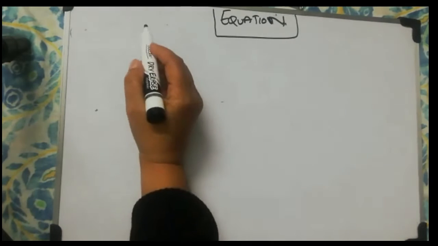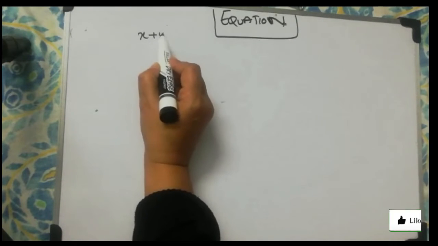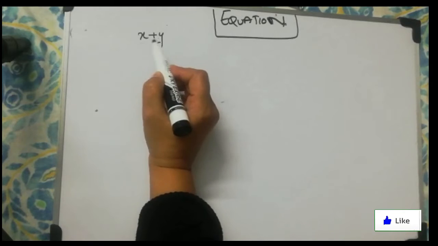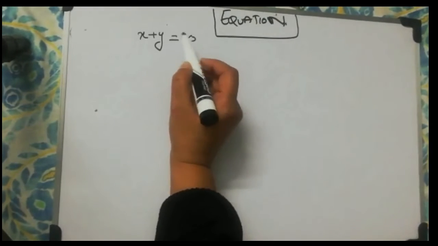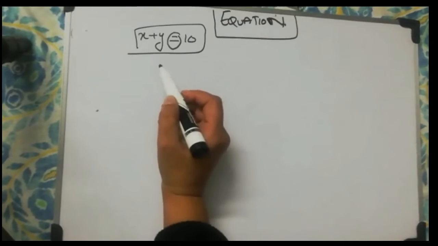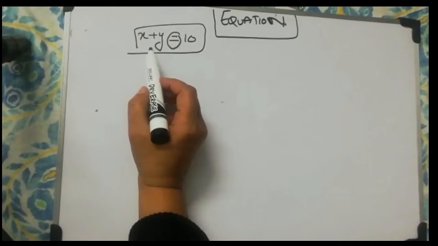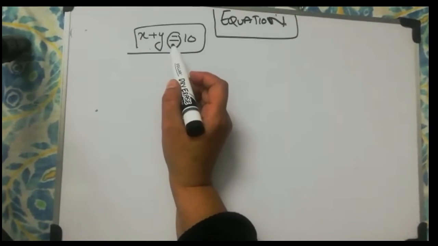Now, what is an equation? An equation is an algebraic expression having an is equal to sign. For example, this x plus y is an algebraic expression, but when I put an is equal to sign, it becomes an equation. Now, what does it equal? This equals sign means whatever operation we are doing on this side, the same operation we have to do on the other side.